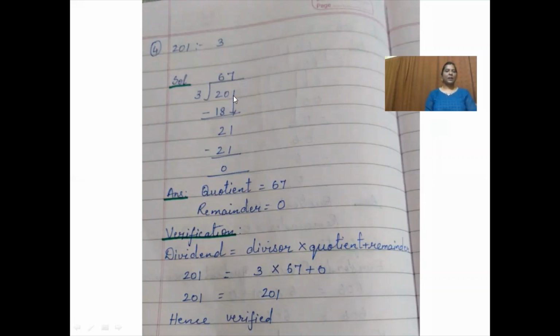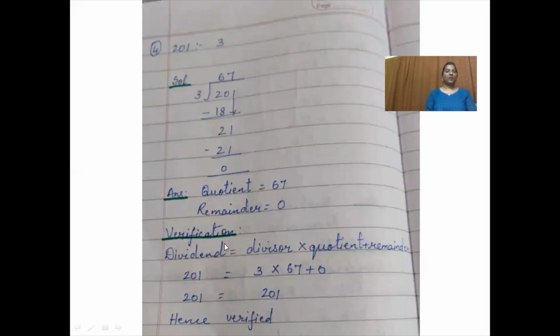Now the number left in ones place is 1. Now get the number beside 2. That number becomes 21. So 3 into 7 is equal to 21. So 0 is the remainder. Now what is the quotient, children? It is equal to 67. Remainder is equal to 0.